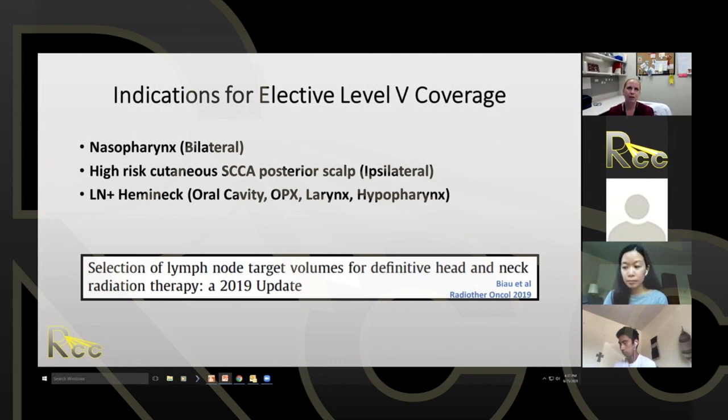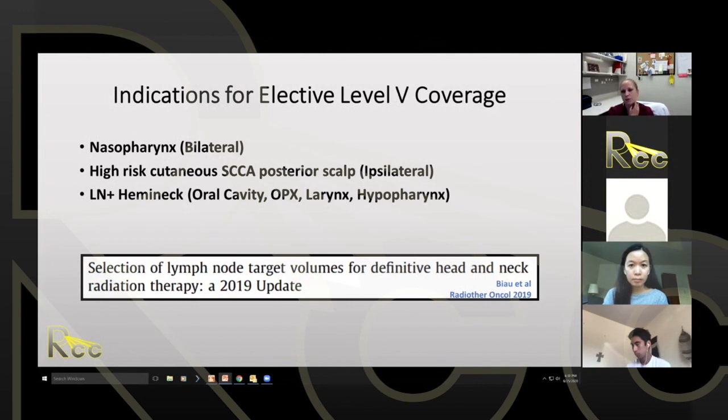Again, if you're thinking about a high-risk cutaneous squamous cell carcinoma in the posterior scalp or neck, you would want to electively cover level 5 if you're thinking about covering lymphatics. And then when you're looking at all of the other mucosal sites, oral cavity, oropharynx, larynx, hypopharynx, the traditional time that we cover level 5 electively is in the lymph node positive hemi neck.